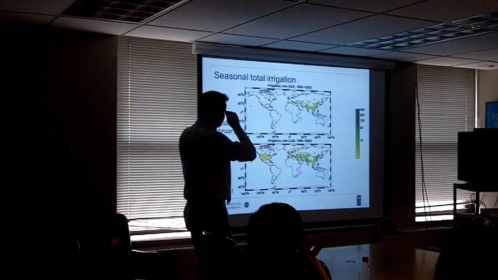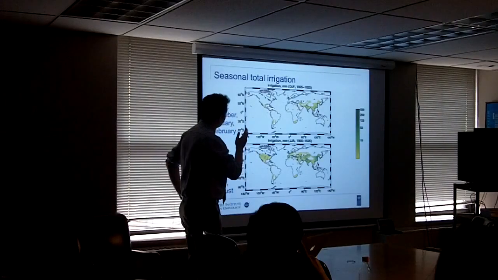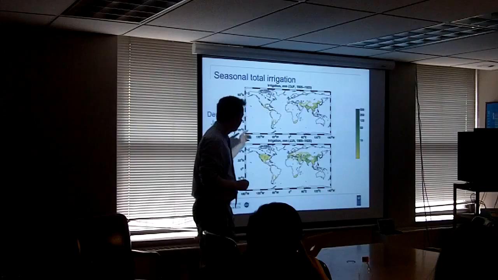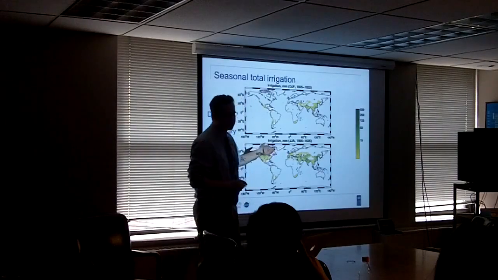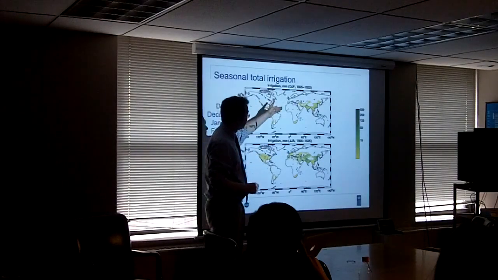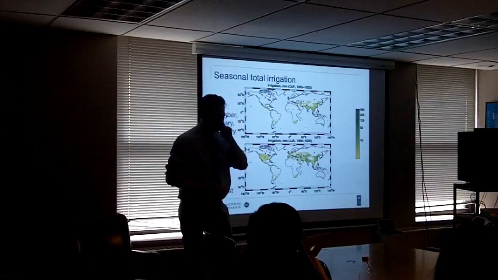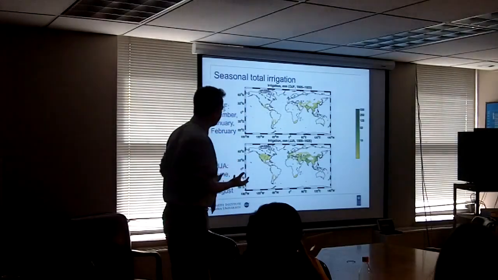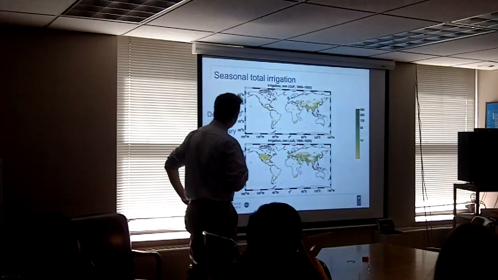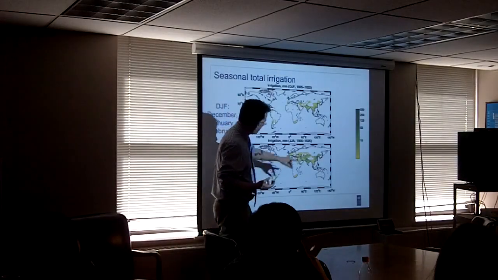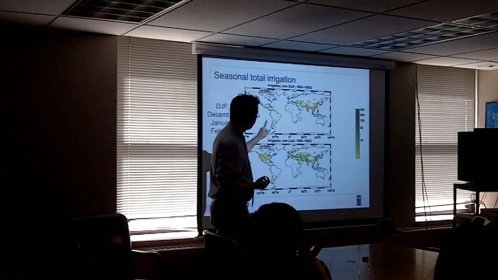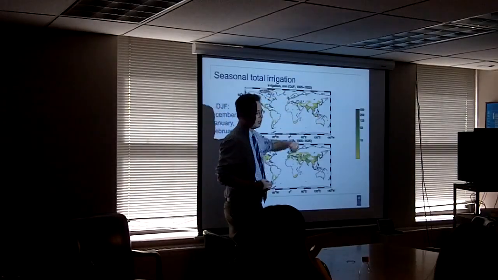Right. So the seasonal irrigation: on the top, December, January, February; on the bottom, June, July, August. And this is for the early 20th century, 1905 to 1925, some average of that period. What's the unit? It's millimeters.